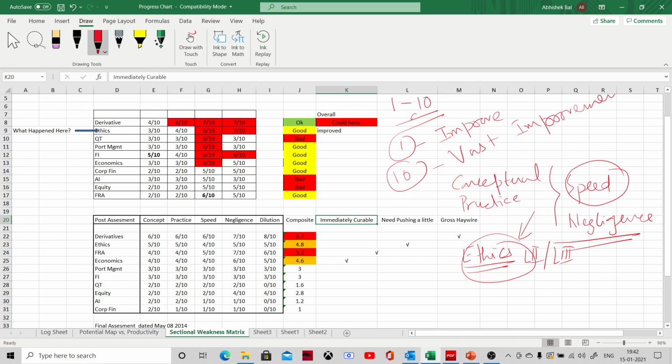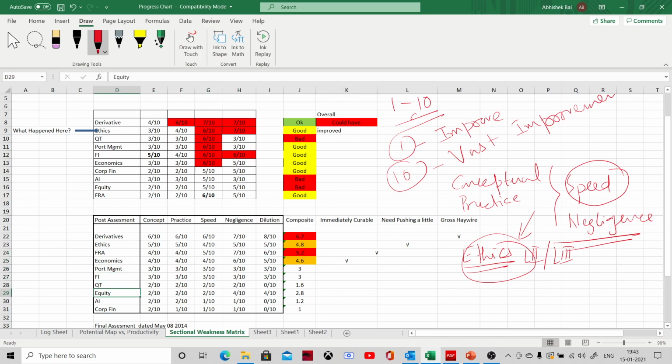So, is it immediately curable? Does it need a little bit more pushing, or is it gross hairware? So, derivatives was still consistently ranking as one of my very weak areas, and I was really worried. Ethics, well, not much of a push area. FRA, well, not much of a push area. Economics is immediately curable, and the rest of the topic areas were pretty much under my control.